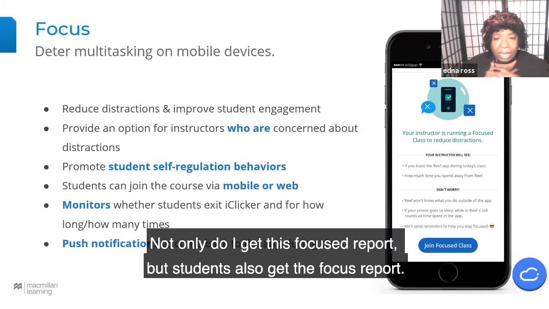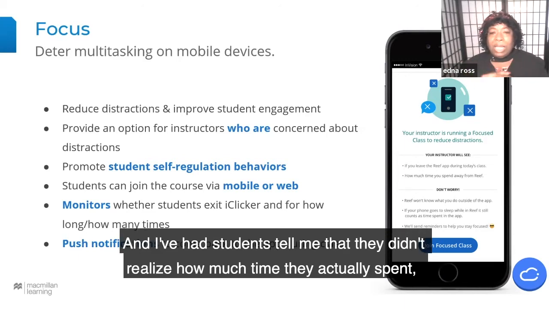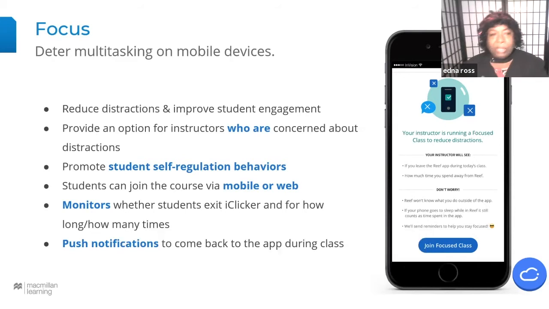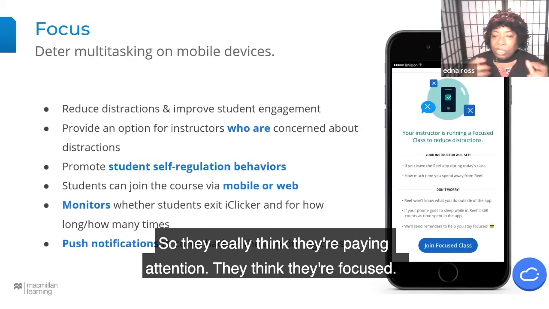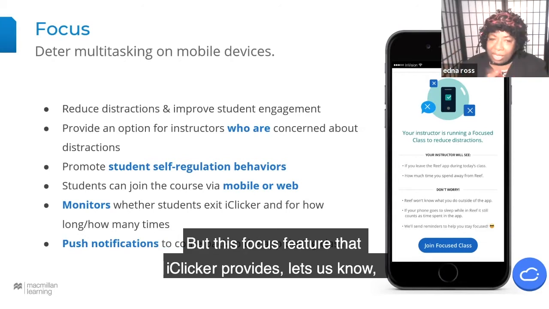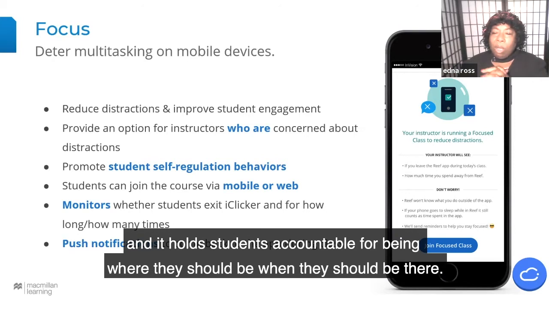Not only do I get this focus report, but students also get the focus report. And I've had students tell me that they didn't realize how much time they actually spent when they're online away from the class instruction because they can still hear us. So they really think they're paying attention, they think they're focused, but this focus feature that iClicker provides lets us know, and it holds students accountable for being where they should be when they should be there.